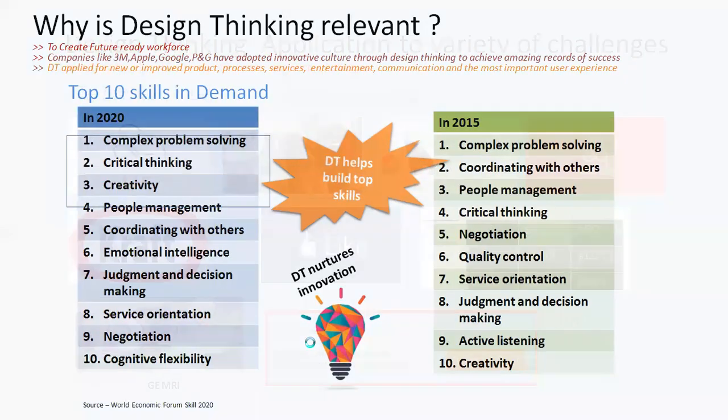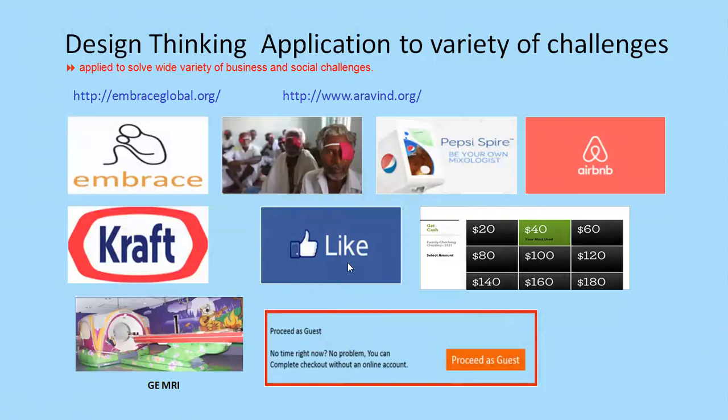Just look at this picture illustrating some examples of design thinking application, like the low-cost infant baby warmer developed by Embrace Global, the redesigned MRI scanner for pediatric patients, the Facebook Like button, Aravind Eye Hospital, Pepsi's Bar, Airbnb, and so on. It has been adopted by a wide spectrum of industry segments, whether it is manufacturing, retail, healthcare, hotel, IT, capital, education, or entertainment. It can be applied to solve a wide variety of business and social challenges. We will take some of these examples in detail later.